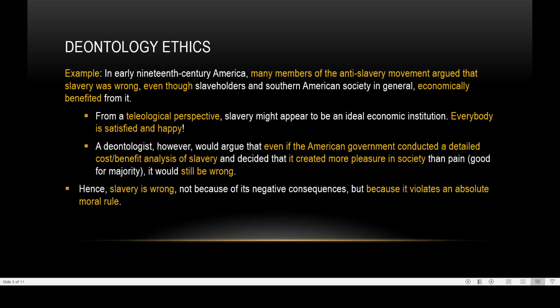Let us say in a family there are five members and one slave. So from a teleological perspective, everybody is satisfied and happy. Now let us look at the same slavery from a deontological perspective.